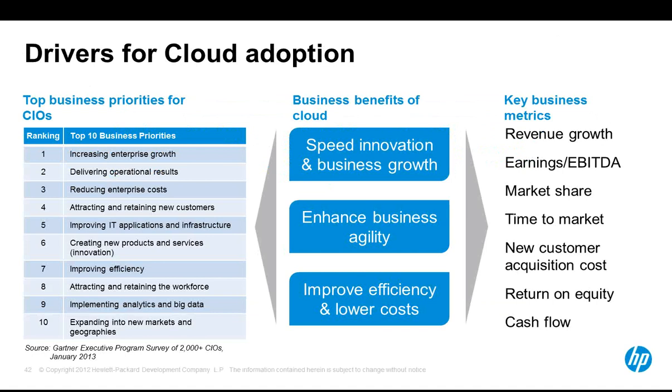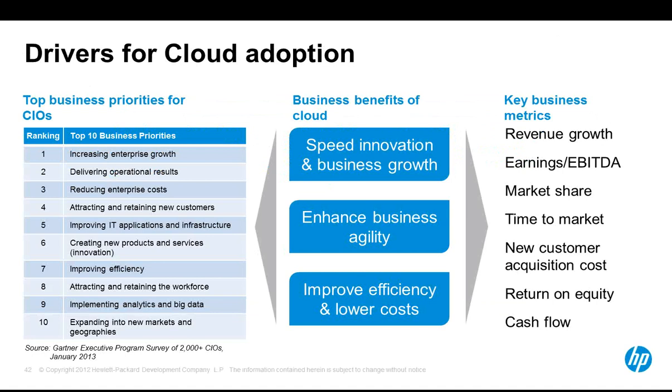Now, let's take a look at the CIO view, and this is from a survey from Gartner. If we look at the top business priorities for CIOs, so this is Chief Information Officer, it's not about just running IT, although obviously that's there. But the number one priority is increase enterprise growth. This is a business goal. This is not a technical IT goal.